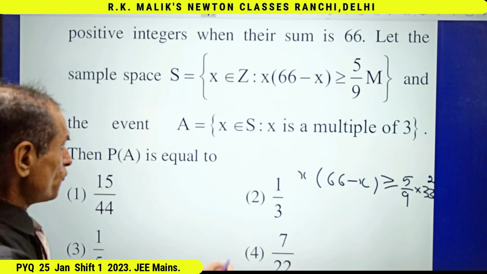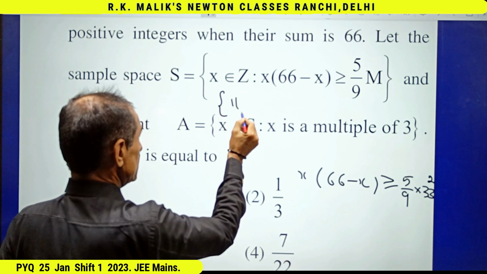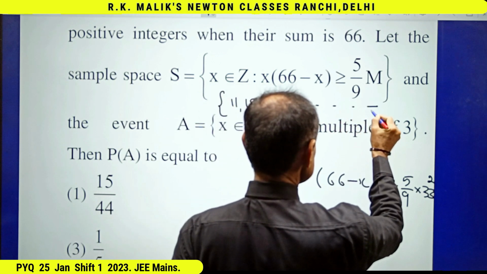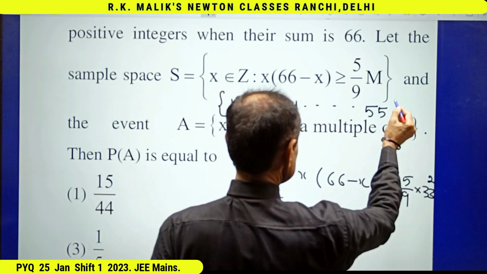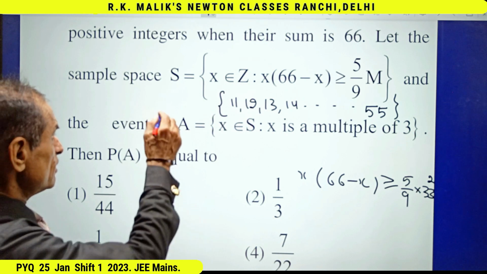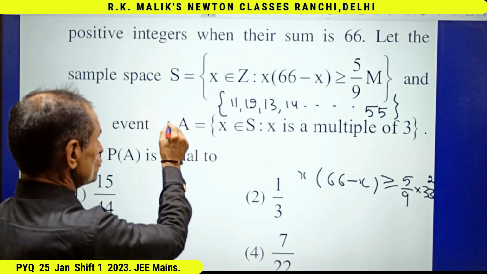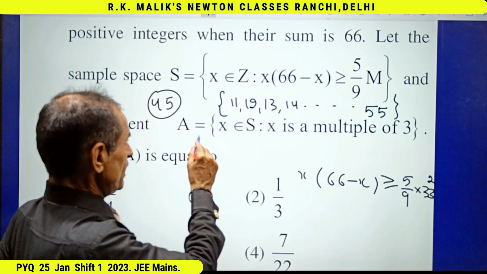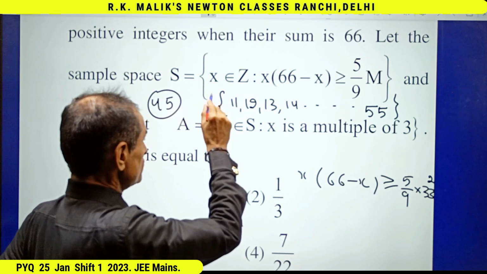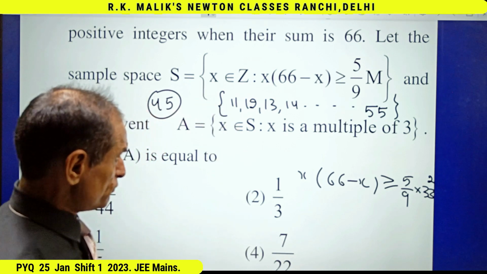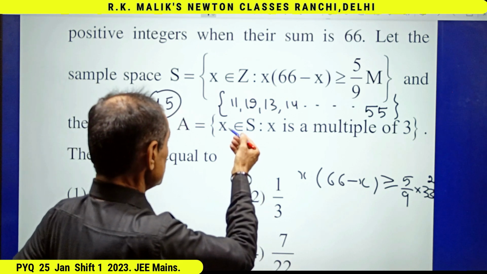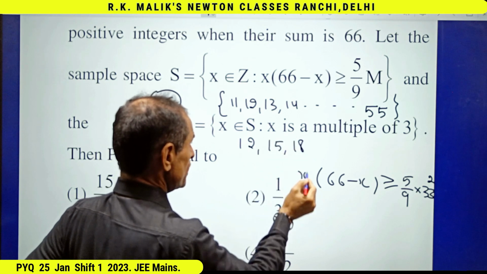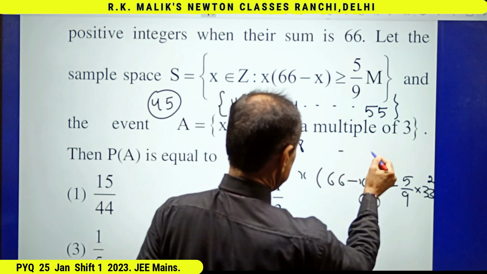Hence the elements of S become 11, 12, 13, 14 up to 55. That is, I can say the number of elements in S is equal to 45, and A is the set of those elements of S which are multiples of 3. Clearly, the set A will have the elements 12, 15, 18 up to 54.